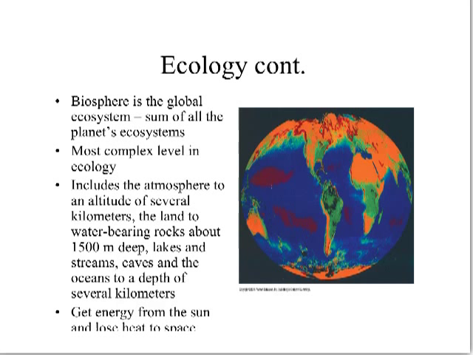And so we're going to include in that how the atmosphere affects abiotic and biotic factors, how the proportion of land versus water is going to affect it, with lakes and streams and caves and oceans, ocean depths and all of that stuff, how we get energy from the sun and lose heat to space. All of that is going to affect how life can survive here on Earth. And so that is at the biosphere level.